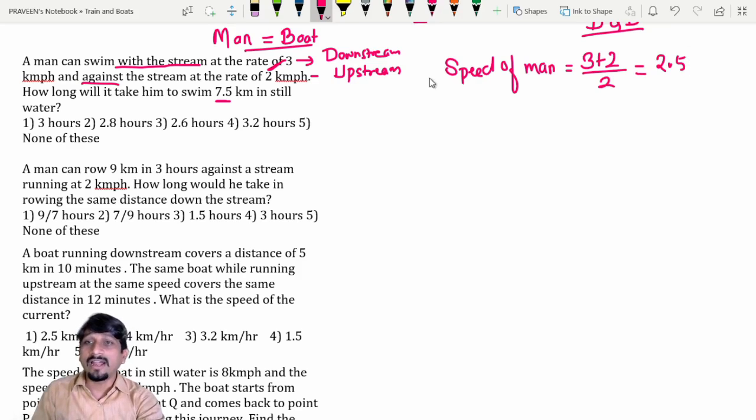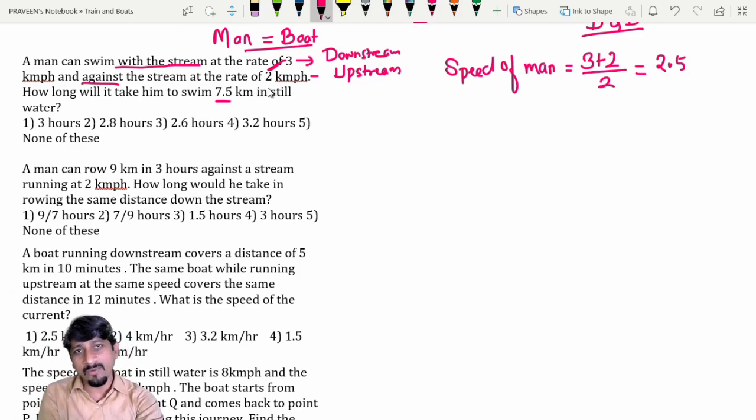And what is their question? How long will it take him to swim 7.5 km in still water? When you see this question, without doing any calculation, you will be able to solve it. Yes or no? Right? So 3 is the downstream, 2 is the upstream. If you want the speed of the man, you will just add and divide it by 2. 3 plus 2 is 5, average is 2.5. So 2.5 is his speed in still water.